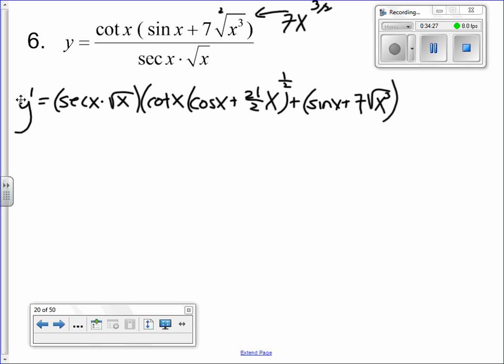What? You didn't memorize those yet. Uh-oh, we're in trouble. Negative cosecant squared x. Now, do we have the whole numerator of the quotient rule? We've got our low, and we've got D high. That's it. So we have to keep going. On the same line, we have minus.